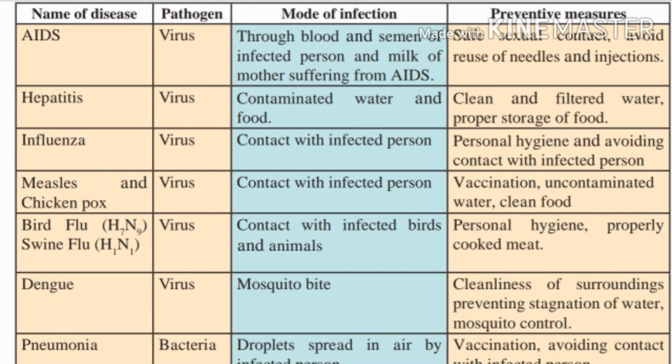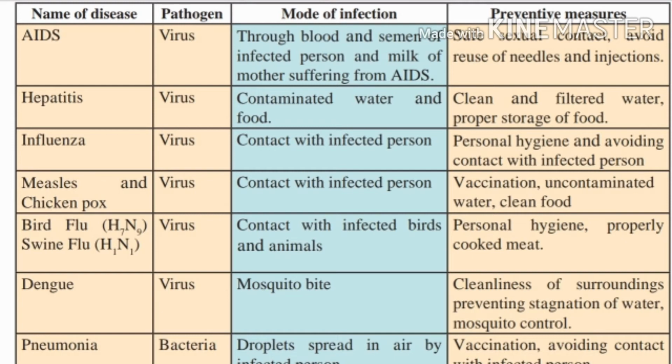The second disease is hepatitis. Hepatitis is caused by a virus. Now, how does hepatitis infect a person? If contaminated water and food is consumed by a person, then he may get the disease hepatitis. So, what is the preventive measure? Always drink clean water, filter water, boil water, and properly store food.